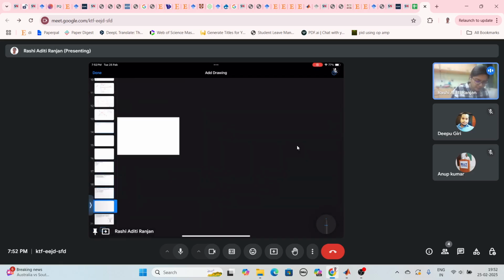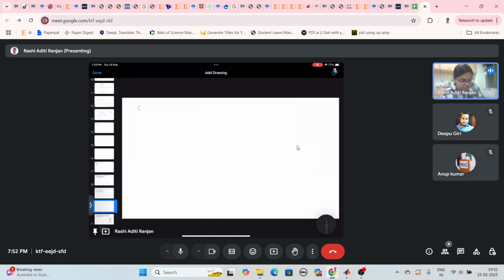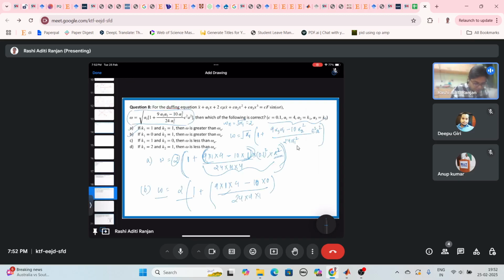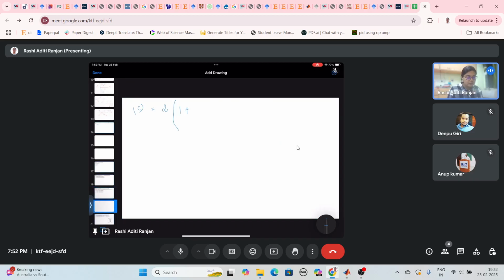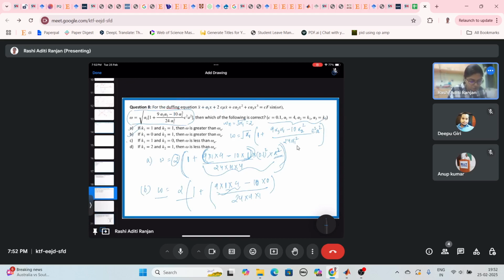We'll go to option C, where we will have 2 into 1 plus, with K1 as 1 and K2 as 0. As you can see, we are definitely going to have a negative value. You know why? Because the first term is going to be 0. So we are going to have 2 into something with a minus, so definitely it will be less than omega n. So this option is also correct.